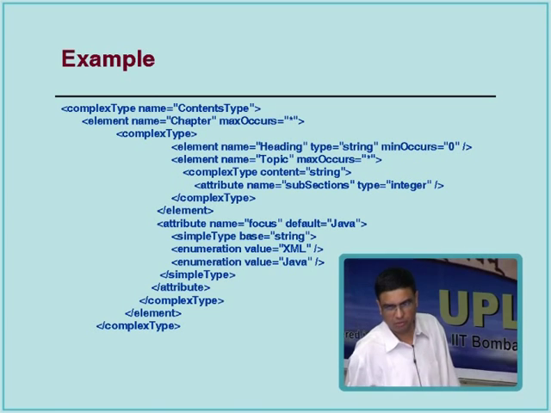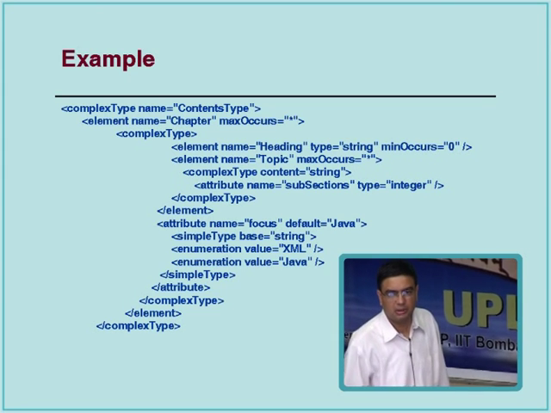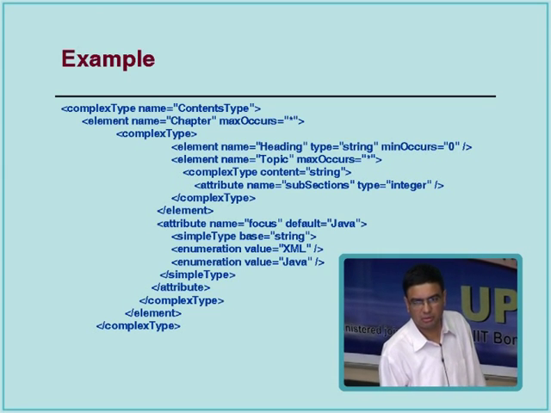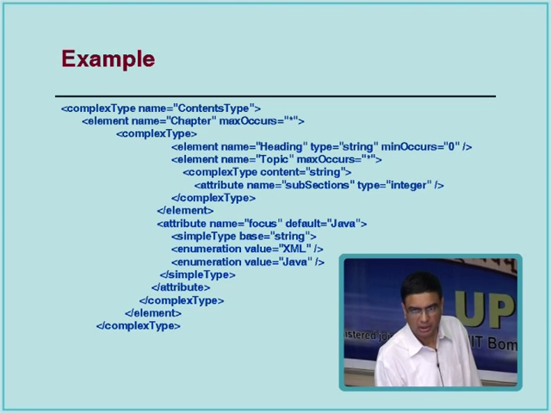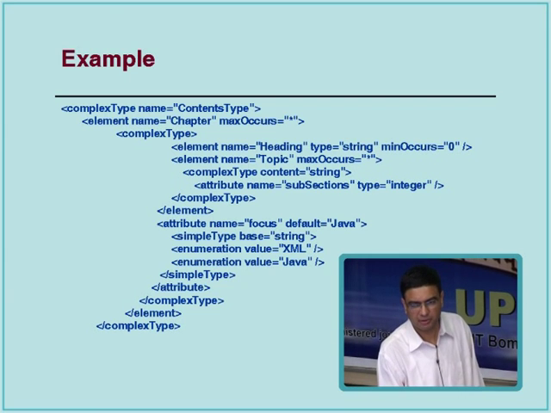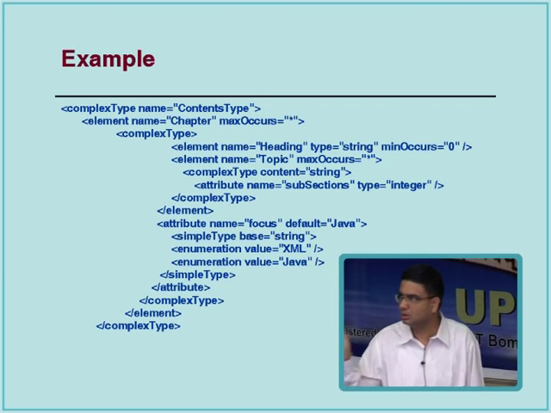Here's a complete example of book contents. It has a complex type that I'm calling contents type, and since it's a complex type, it involves other complex types within it. It has a heading, it has a topic, all the restrictions specified. You can go through this. This is all part of your handout.